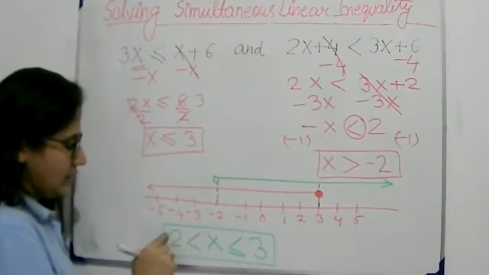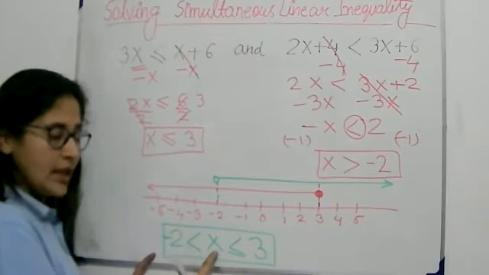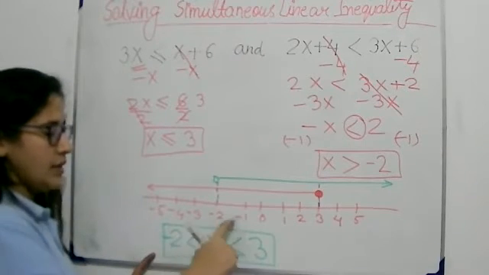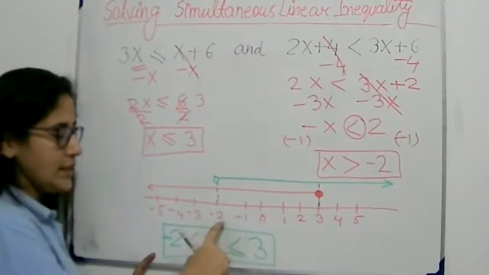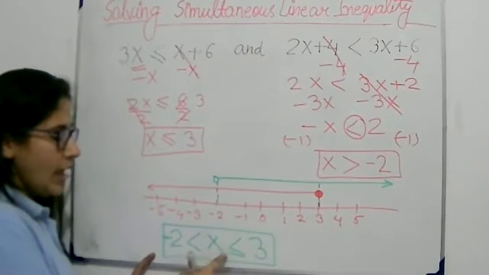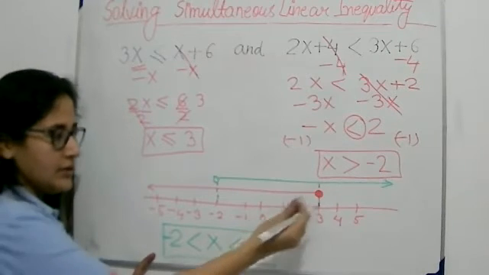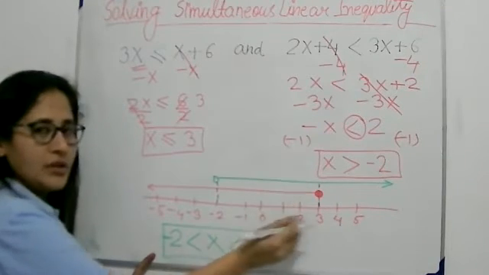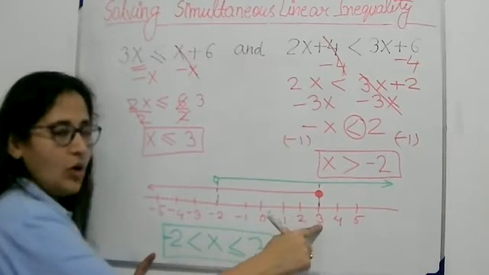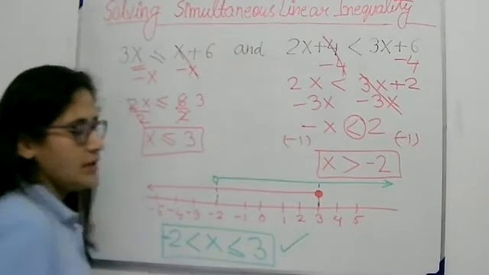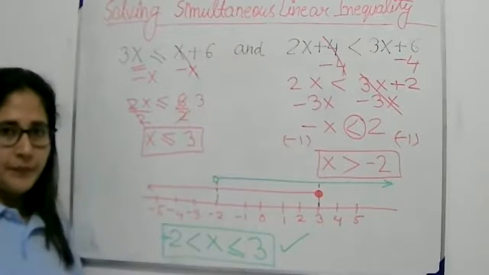If we see this, we can say x is greater than -2. Yes, this is true, because the value of x is a solution of x greater than -2 and less than 3. Yes, less than 3. This is the overlapping and common solution, and equal to 3 because we will include 3 also. So this is the answer of the simultaneous linear inequality.